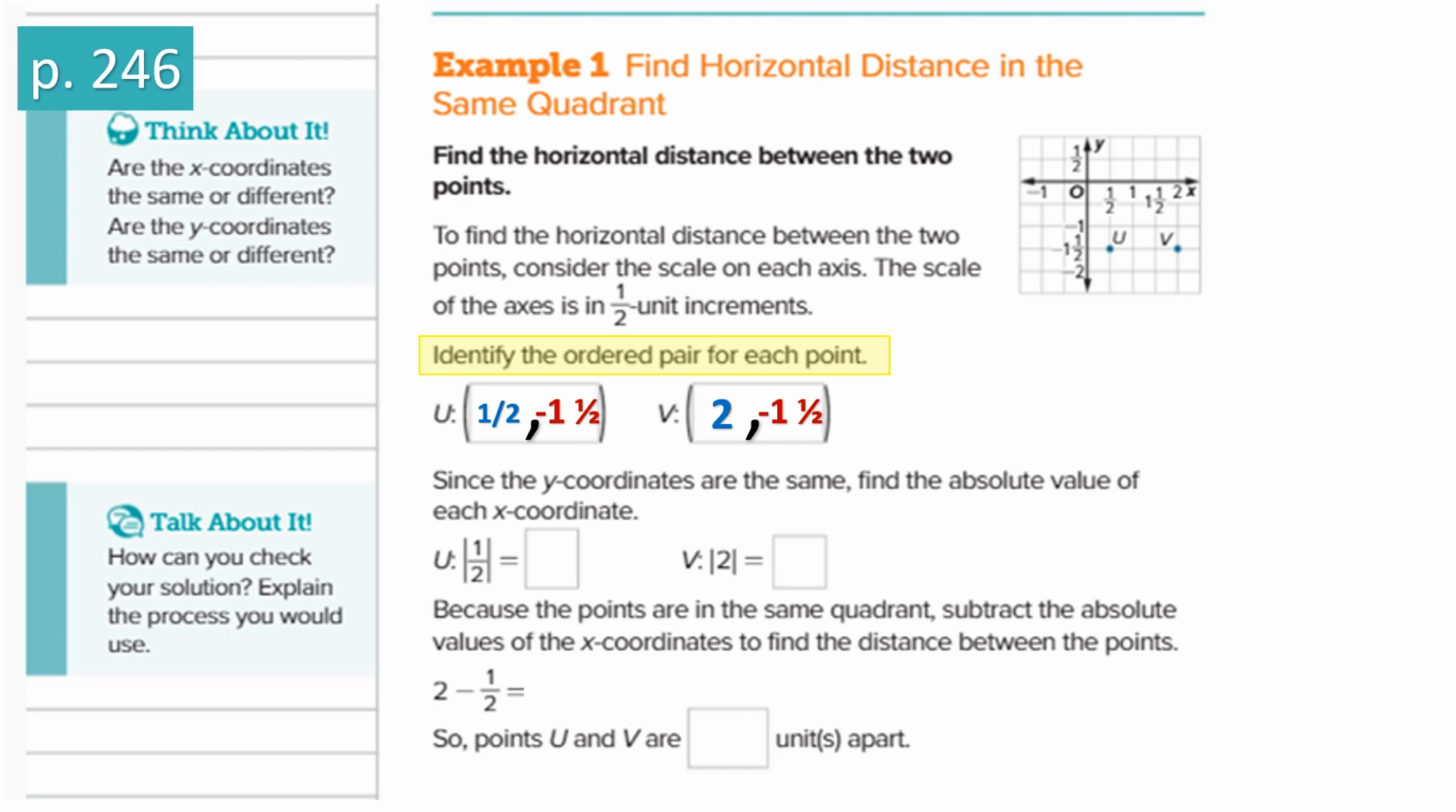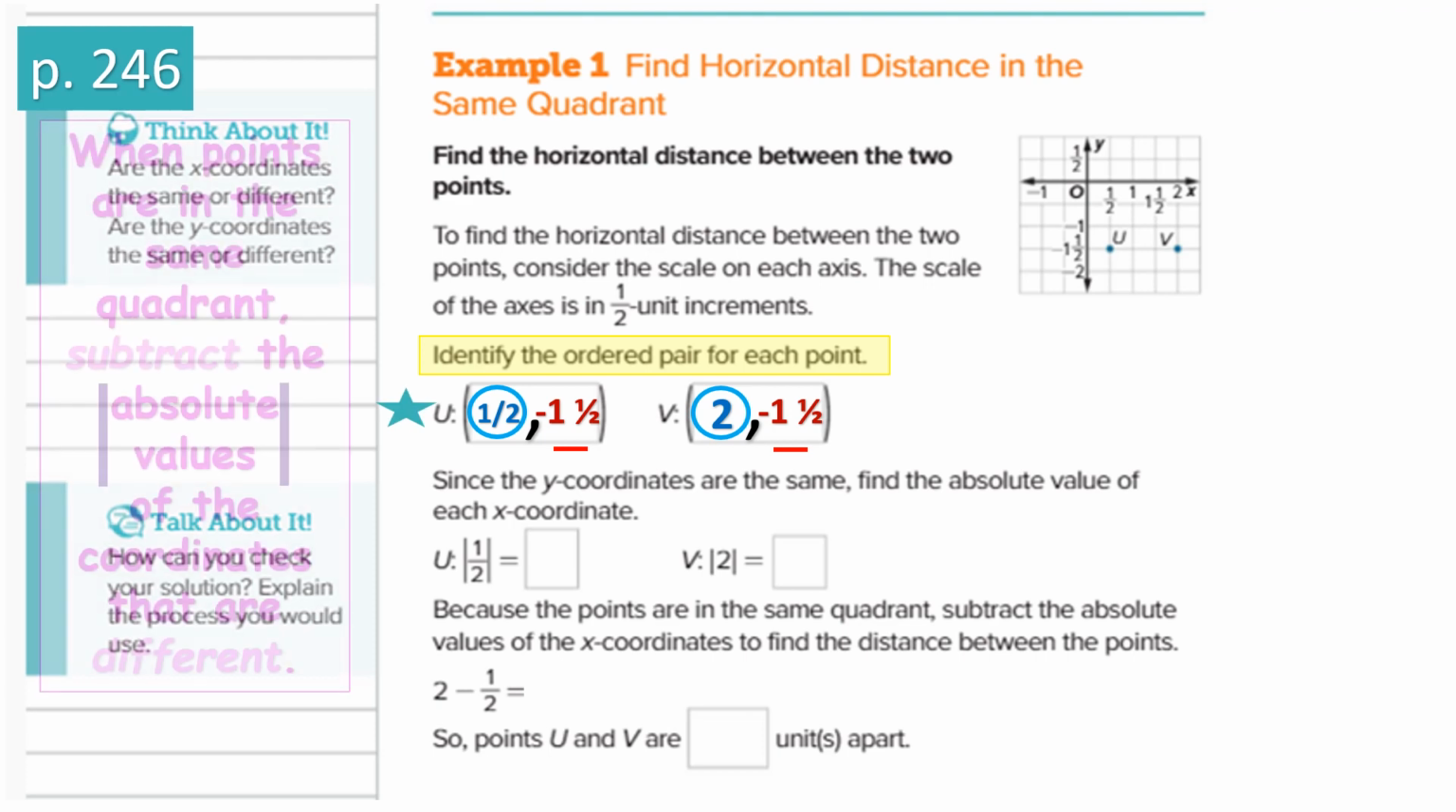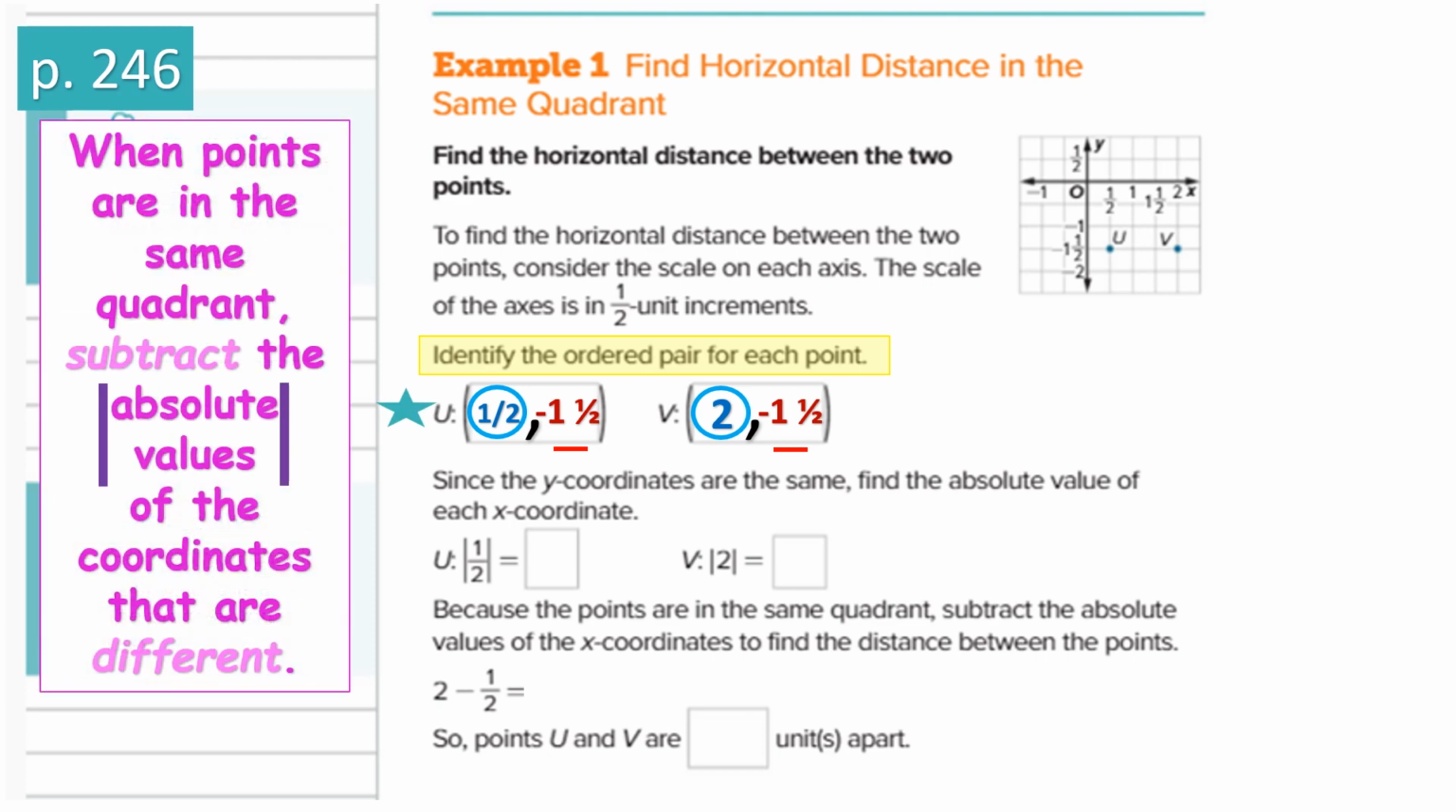So when I start looking at their values then, I see that my y's are the same, so I ignore those. I don't need to use them. I'm going to focus in on the ones that are not the same. I have a positive 1/2 and I have a positive 2. So my absolute value of positive 1/2 is 1/2, and my absolute value of positive 2 is 2. So since they're in the same quadrant, then we know, according to that first note that we took, we're going to have to subtract their values.